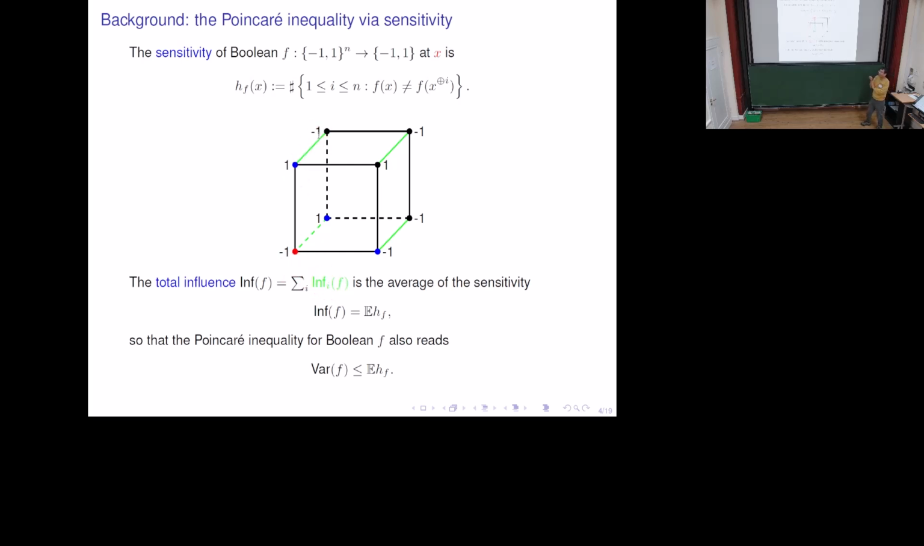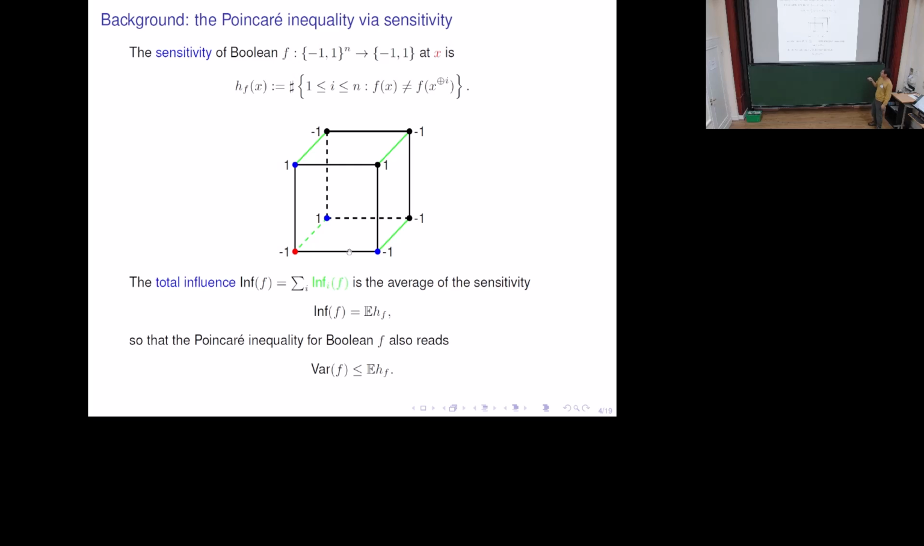But when you compute the sensitivity, you are actually computing these different values with respect to the neighbors. So if you look globally at these two quantities, there is a natural relation. Namely, if you consider the expectation of this sensitivity with respect to the uniform probability measure, that is exactly the total influence, which is the sum of the individual influences. You can verify this natural relation for this example on the three-dimensional Boolean cube.